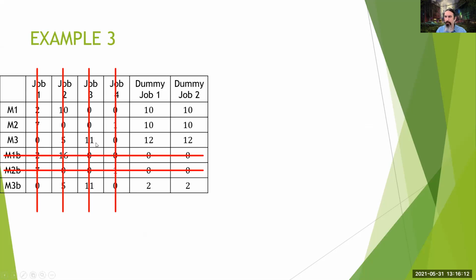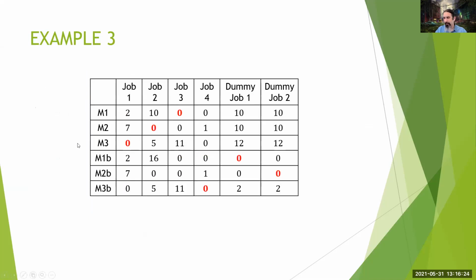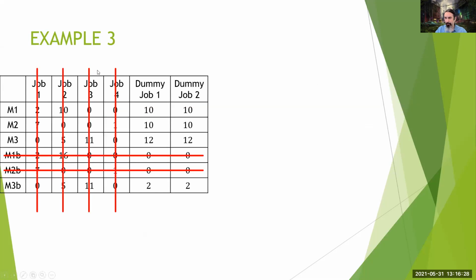If there are no unique values, can I even start assigning? Yes, I can. I can just pick anything I want. It means that there are alternative solutions. How? For example, if I start with any one of them over here, this says that dummy job 1 and dummy job 2 will be assigned to M1B and M2B. So I'm pretty sure that the third machine is going to have 2 jobs to complete.